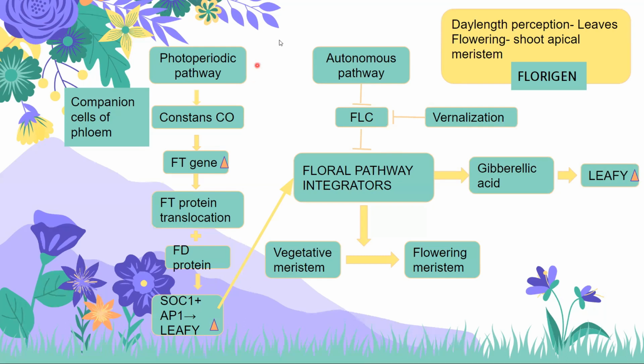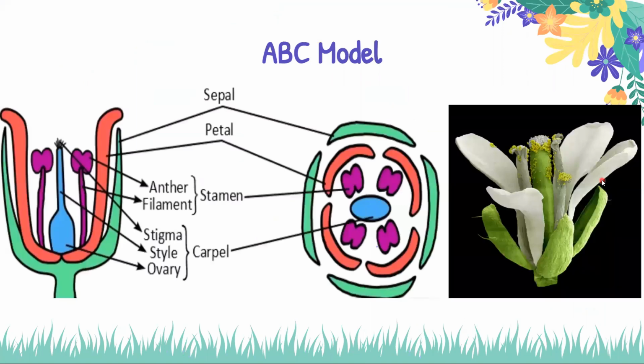Second, we have done vernalization. The photoperiodic pathway and vernalization respond to environmental cues, and the autonomous pathway and gibberellic acid are autonomous regulation systems. So the main things you need to remember are the constant CO, the FT and FD protein sequence, the florigen, and another key player, LEAFY.